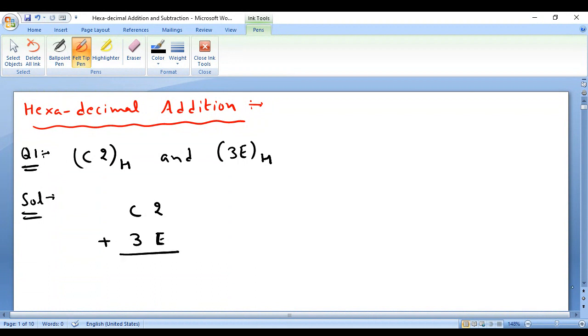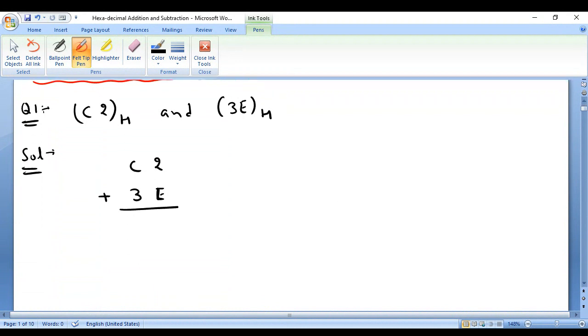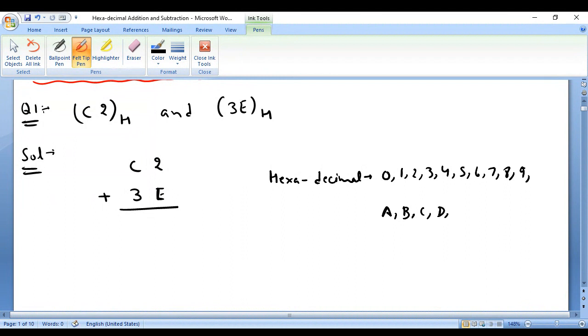Before this, we have also discussed octal addition, so you can check that video. From there, you can get the idea. Similar concept. So let's see here. Hexadecimal numbers vary from where to where? They vary from 0 to 9, I will write quickly here, and after that, they will vary from A to F. So this is the complete range of the hexadecimal system.